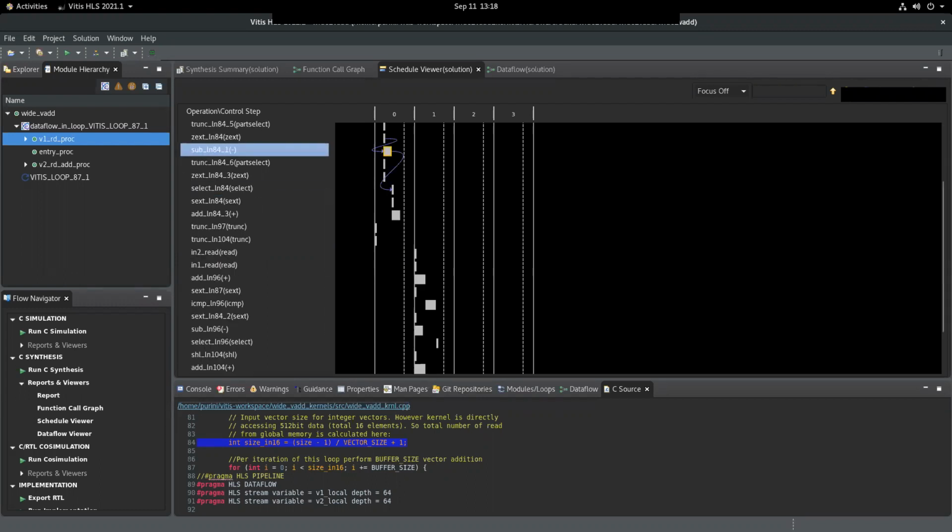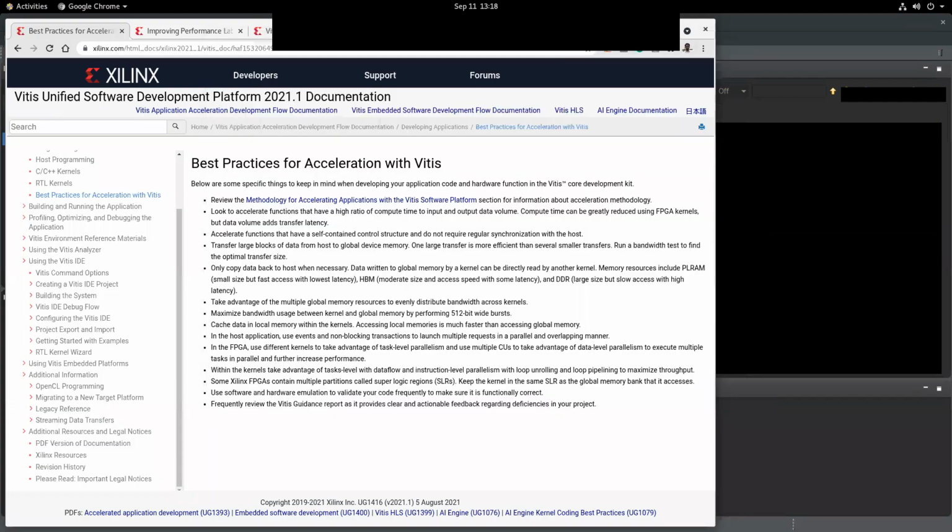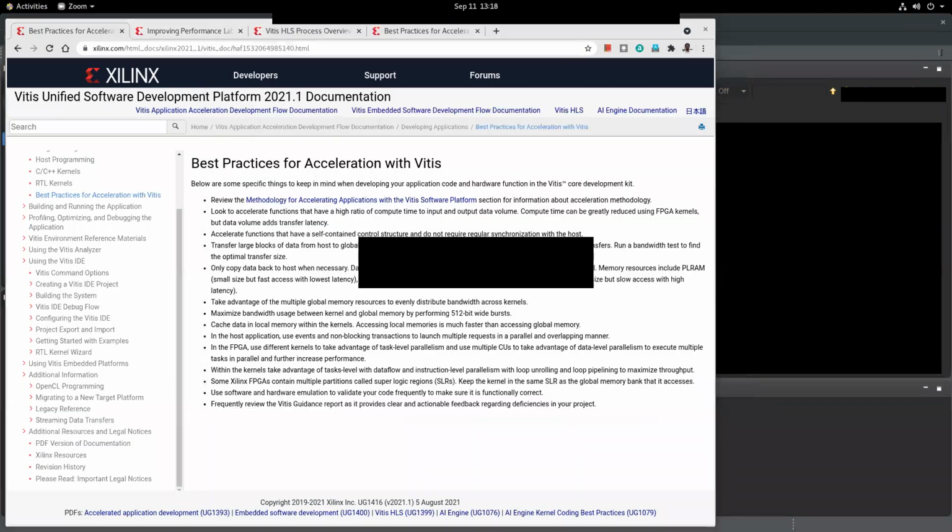So yeah, let me conclude today's lecture with this. There is one important document, one summary I would like you to take a look at. Yeah. So you can see these best practices for acceleration with Vitis.